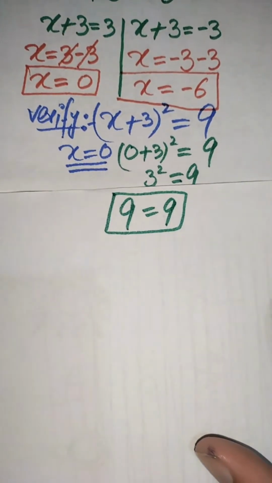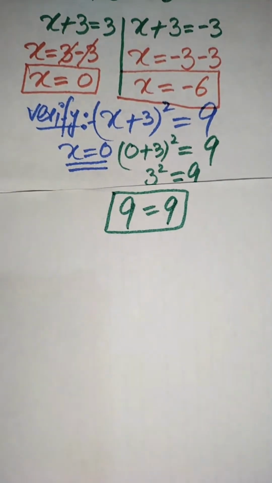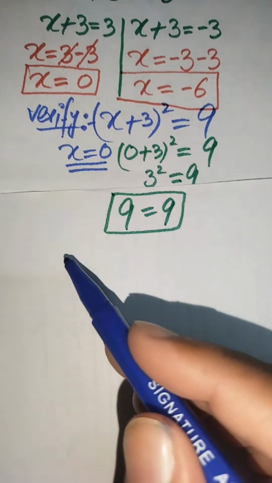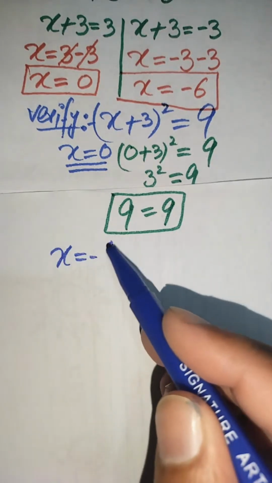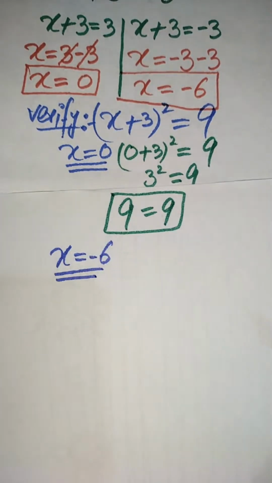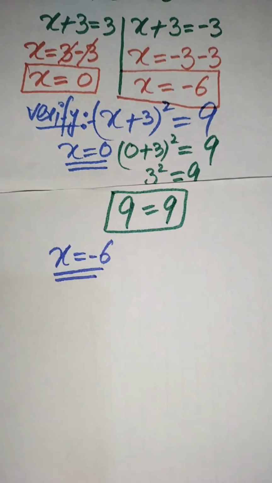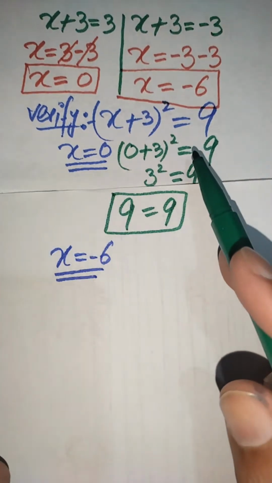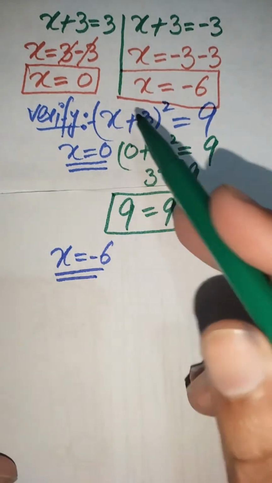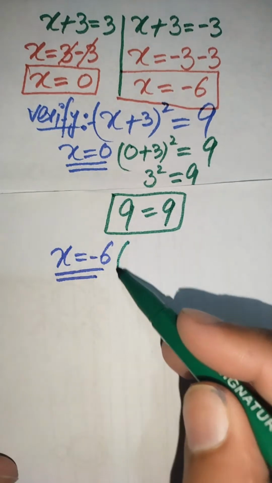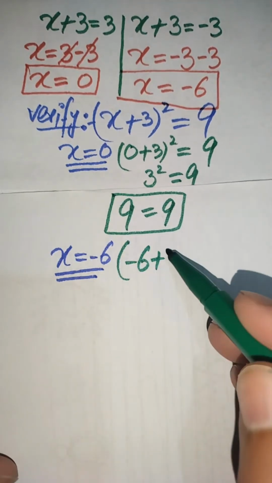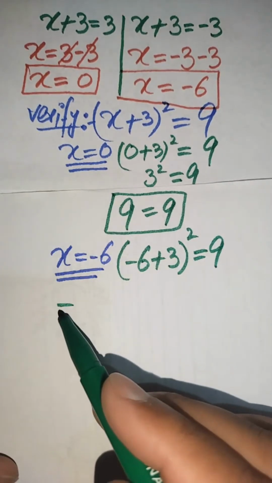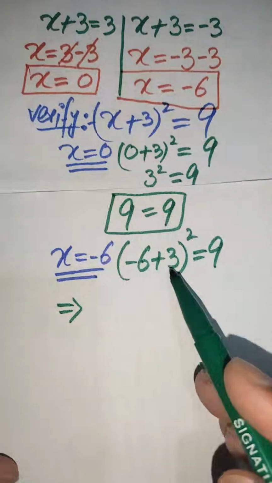In the same pattern, we need to verify the second root of the given equation, and our second root is x = -6. So here we will write x = -6. In order to verify this root, we need to put this value of x into the left hand side of the given equation. So when you put this value here, it will be written as (-6 + 3)² = 9, and here we need to add these two values.